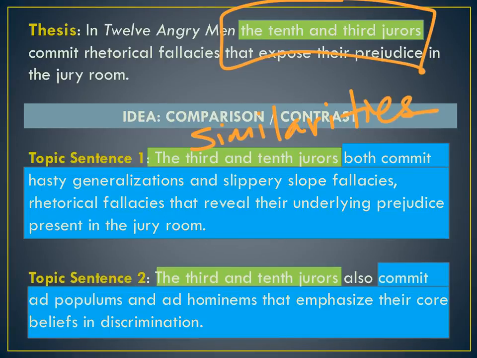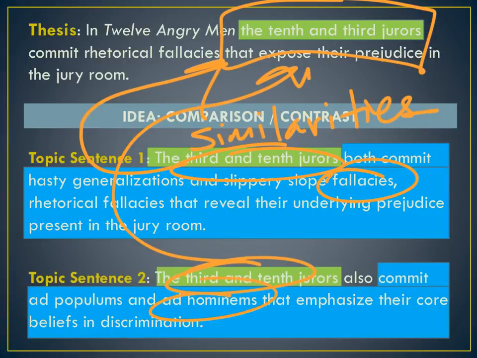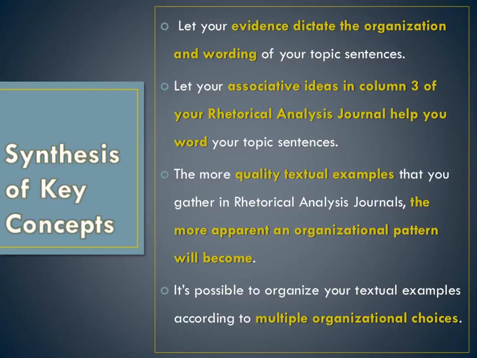And then of course they're explicitly connecting back, which is what this green language is, connecting back to those jurors, and not to mention, when they use this word fallacies, or they name the specific fallacies, they're connecting back to that language there as well. So to recap, some strategies here, some suggestions. Really let your evidence dictate the organization and wording of your topic sentences. If you're starting to see the pattern where, oh yeah, I've got examples from both acts, and well, that pattern of chronology is emerging, go ahead and let your evidence dictate how you're going to organize here.